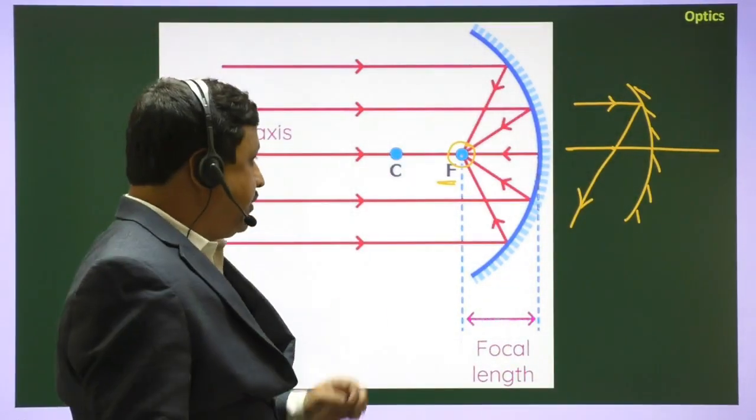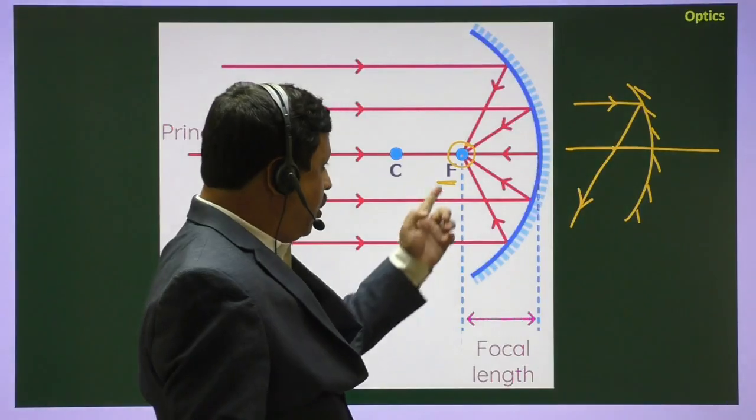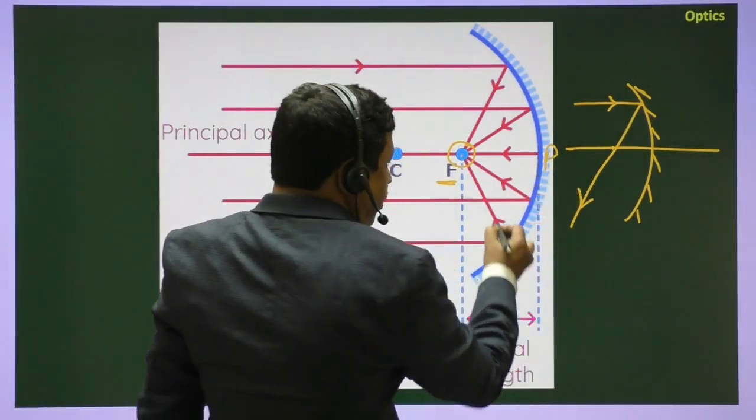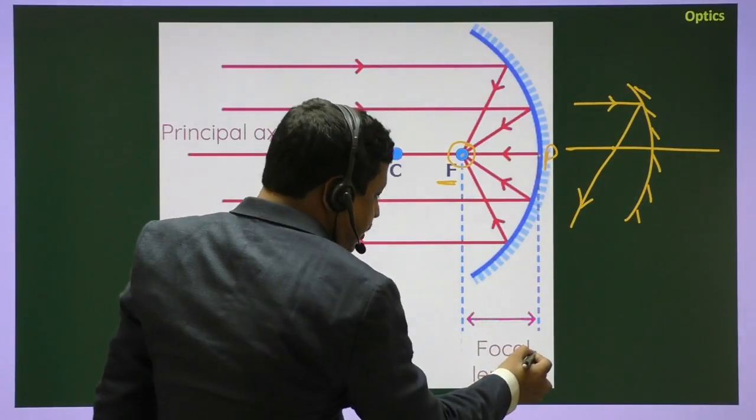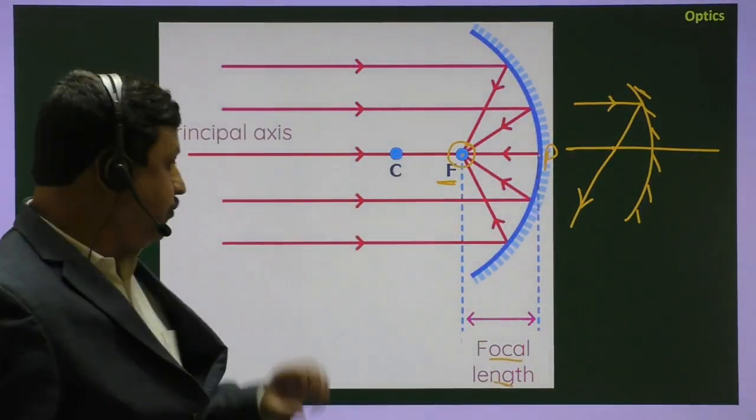That means focus point. And focal length is the distance between the focus and the pole. The distance between the focus and pole is called the focal length, which is also a very important term.